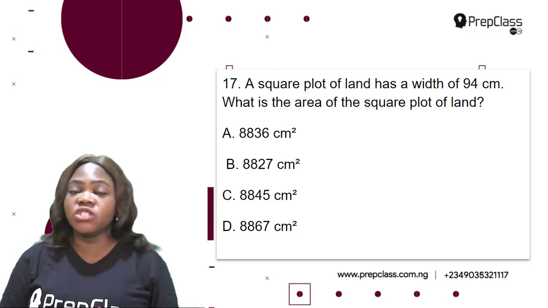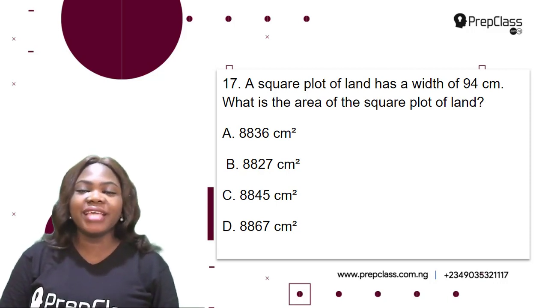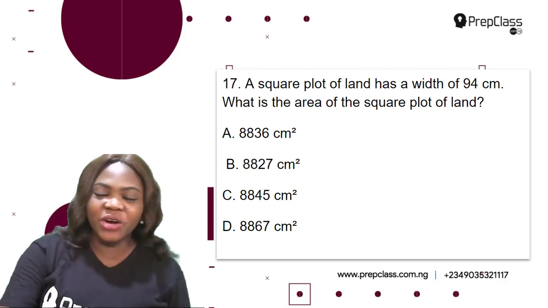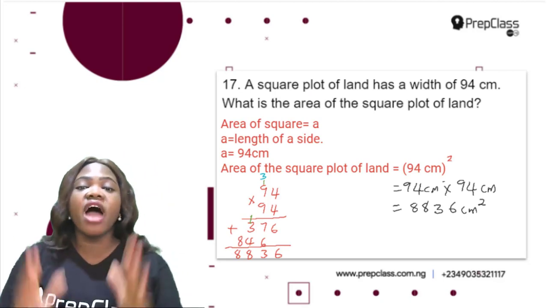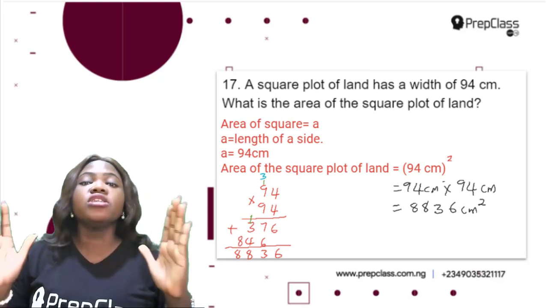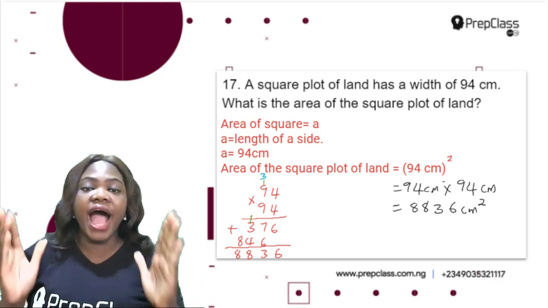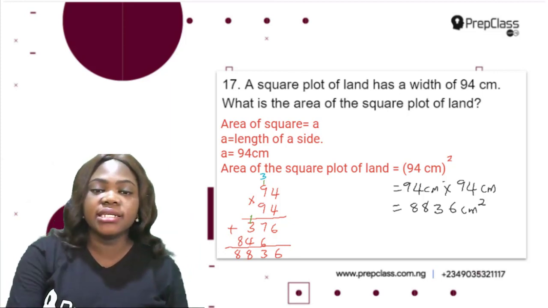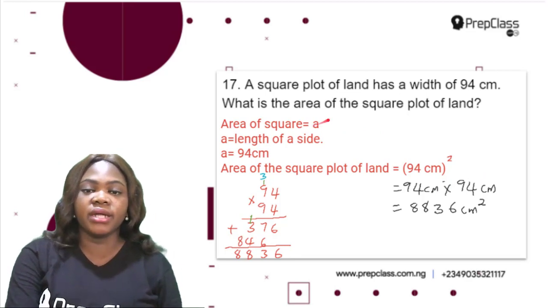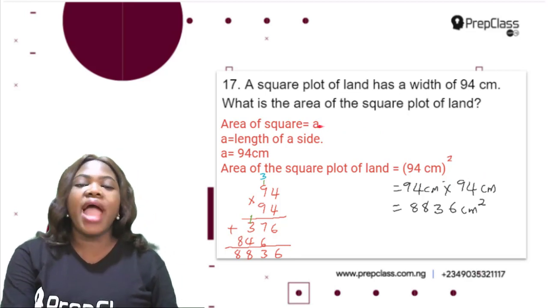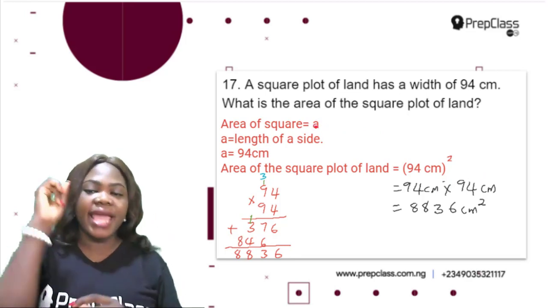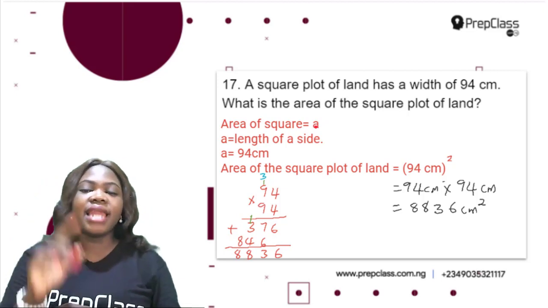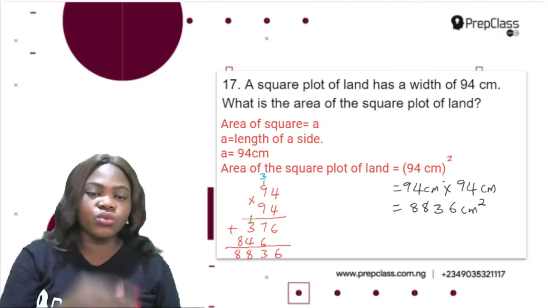What is the area of the square plot of land? Okay, so this is very easy. We are asked to find the area of a square plot of land. So we are going to use the formula for the area of a square. The area of a square is a squared, where a is the length of a side. Length a is the length of just one side.